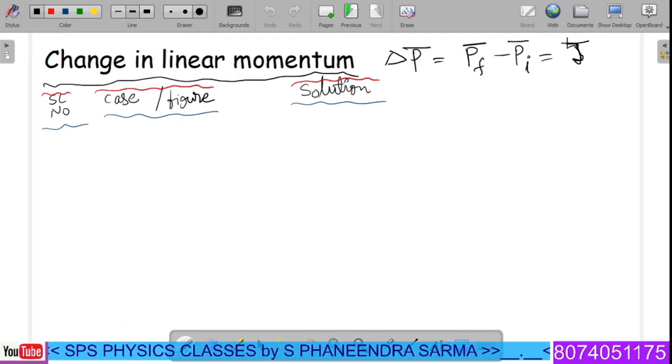Next, this change in momentum, in magnitude and direction, is also equal to J. J is nothing but the linear impulse of the system. Now, let us explore different cases of change in linear momentum.